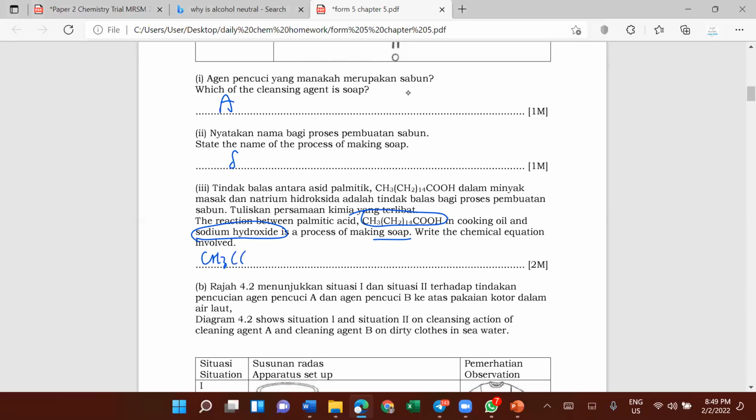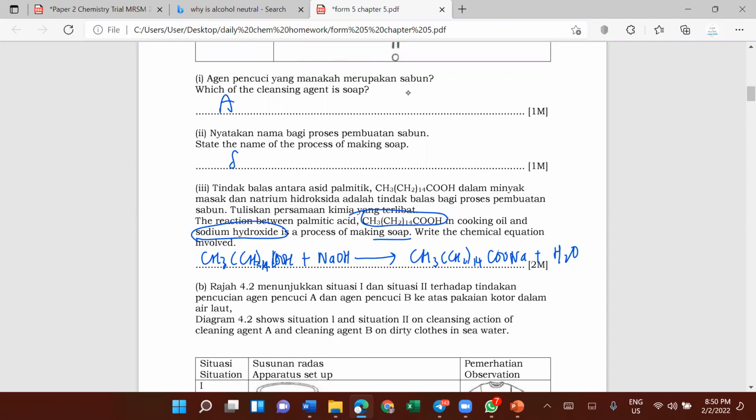CH3 bracket CH2 bracket 14 COOH. Wait, sorry, I made a mistake. 14 COOH, plus concentrated sodium hydroxide, which is NaOH. Yeah, that's all. Okay, good. Good start. Who would like to finish for him? Can I try? Yeah, sure. CH3 bracket CH2 bracket 14 COONa plus H2O. Excellent. Okay, well done.